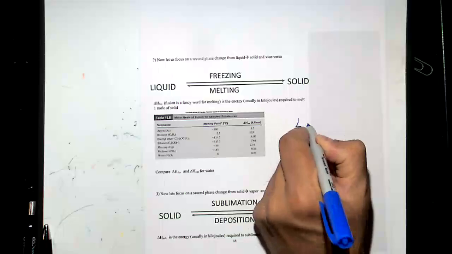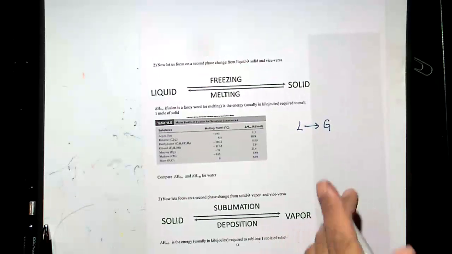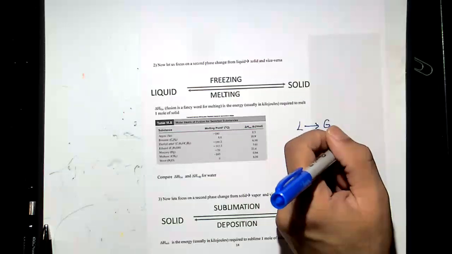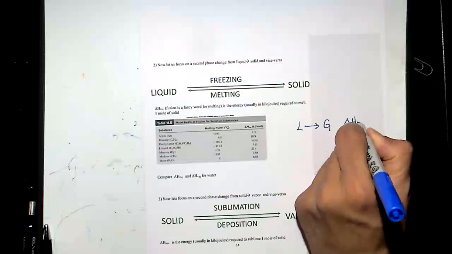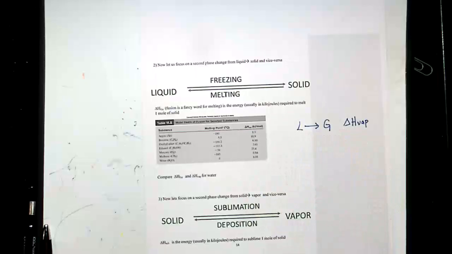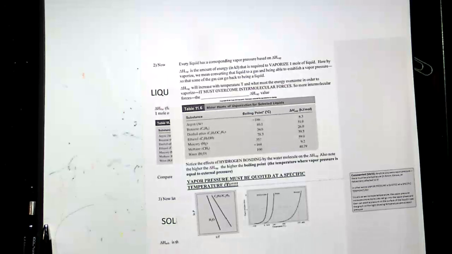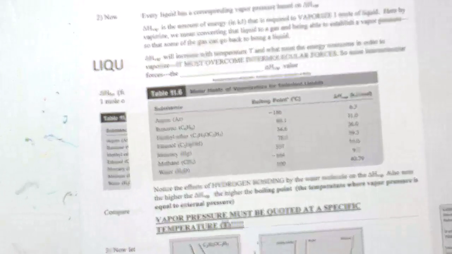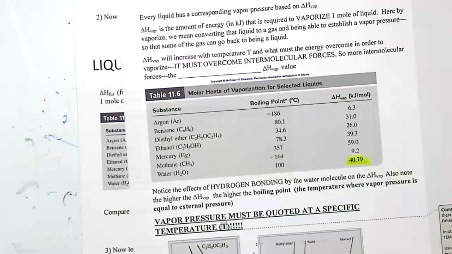Let's say we go from a liquid to a gas. The energy for 1 mole for that to happen is called delta H vaporization. For water, that's going to be around here. You don't have to memorize these numbers. I'm just giving them for reference. For water, the delta H vaporization is going to be 40.79.